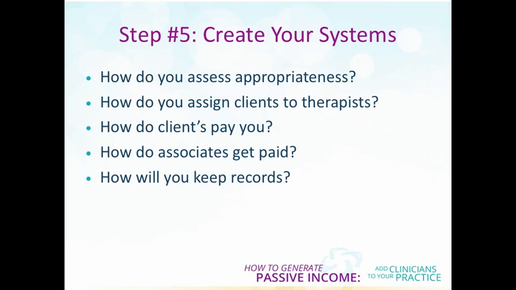But these 5 systems, deciding appropriateness for the center, assigning clients to a therapist, identifying how clients pay and how associates get paid and how you'll keep records, are your 5 systems that you want to get started. And if you do this, probably tomorrow, if you've done a good hire, you could start. Now, you might want to take a little bit more time than that, but I just want to show you how doable this is. Again, this is on a PDF. You can print this out at passiveincomefortherapists.com.